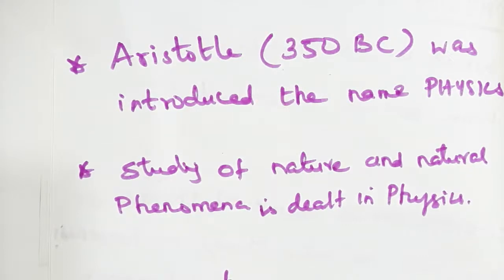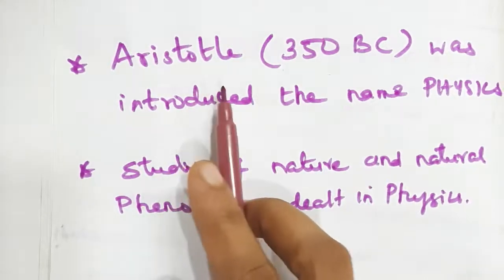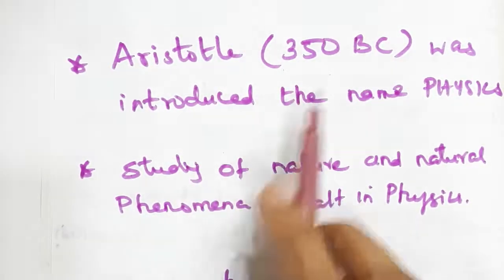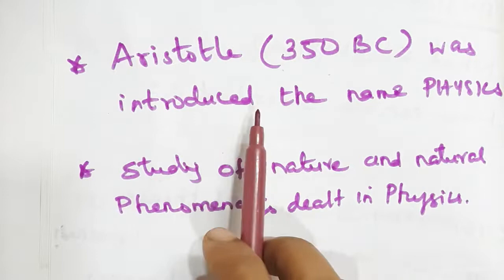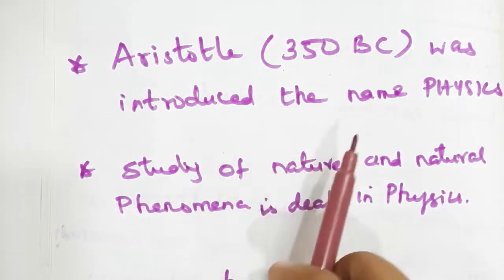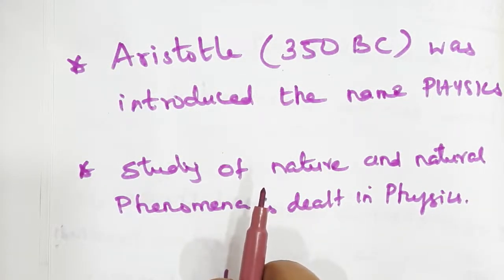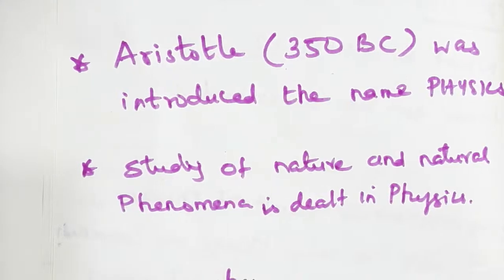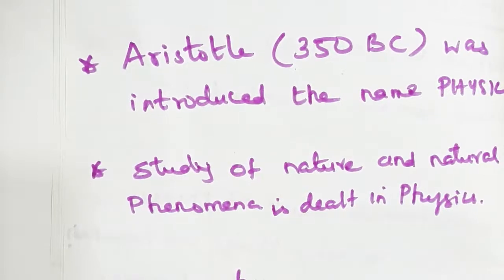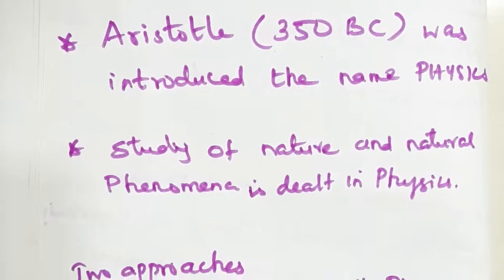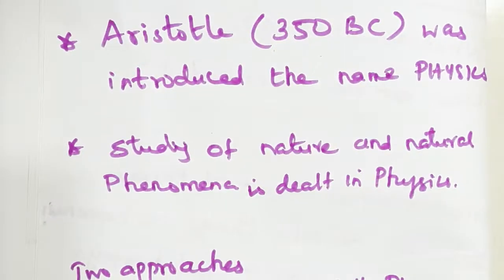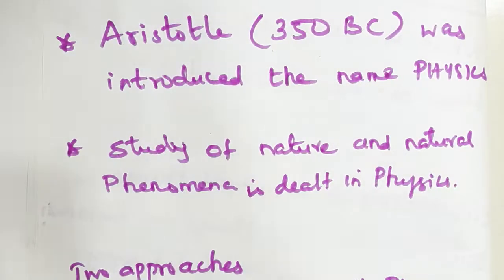The name physics was introduced by Aristotle in the year 350 BC. Do you know who is the father of physics? Albert Einstein is known as the father of modern physics. Okay, so what is meant by physics? Study of nature and natural phenomena is physics.